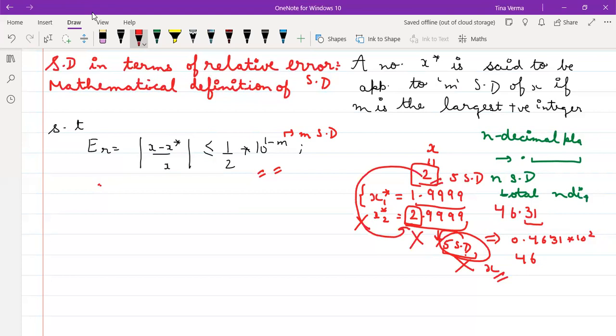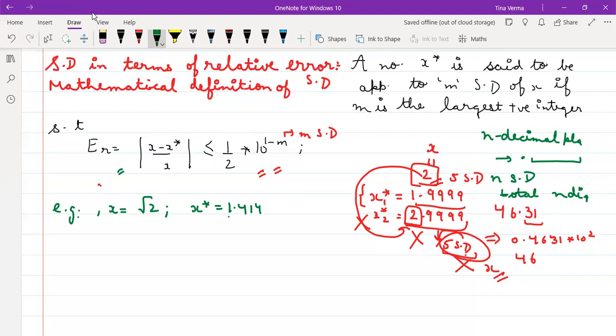Is it clear? Yes or no? For example, if you consider any number, I am considering x is equal to √2 and I am considering the approximation 1.414. Now I want to know how many significant digits it has. Now we will use this definition.